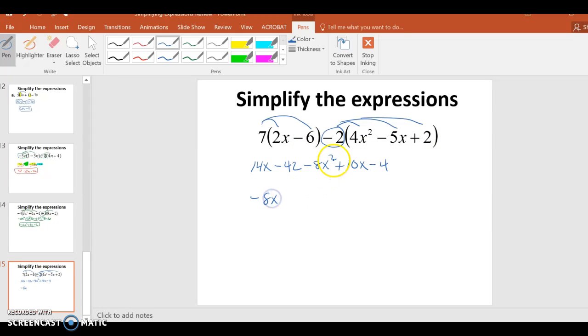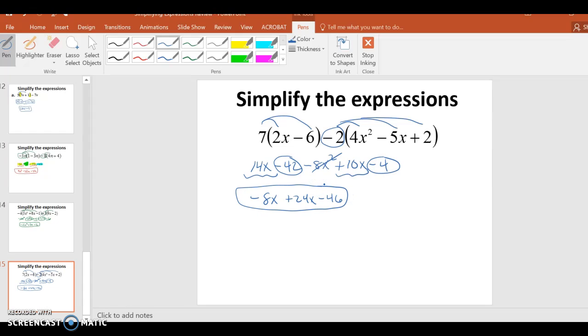So I bring down the minus 8x squared. There's nothing to combine it with. 14x plus 10x would give me plus 24x. And then negative 42 minus 4 would give me minus 46.